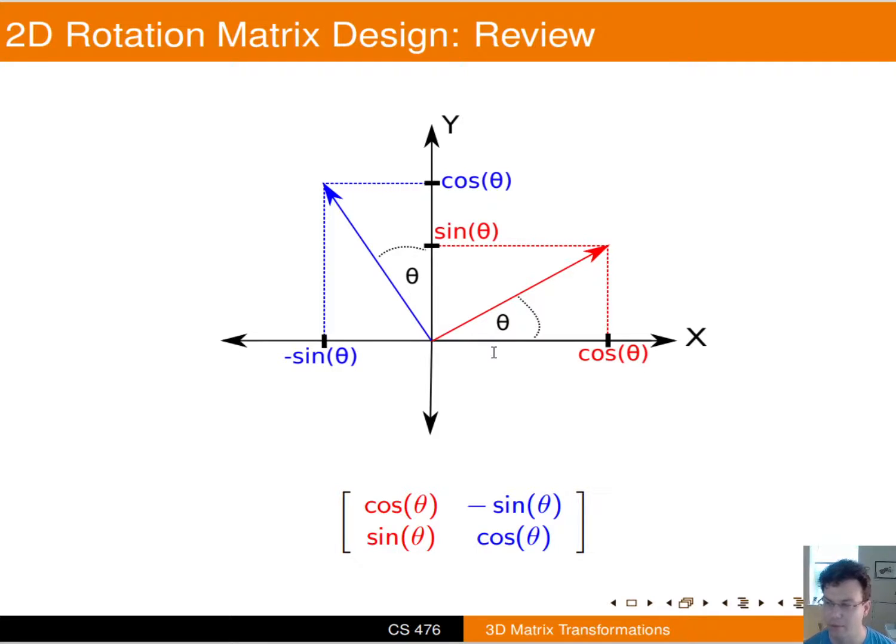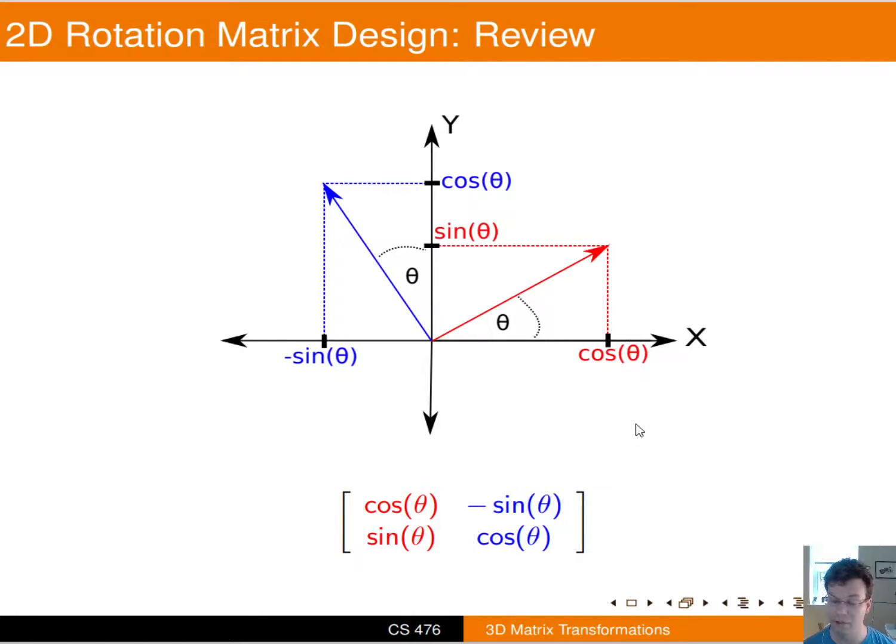And if we do that, what we see is that the x-axis turns into the vector cosine theta, sine theta, and the y-axis unit vector turns into the vector negative sine theta, cosine theta. And we remember from our column interpretation of matrix multiplication that we can then just put where the x vector went into the first column and where the y vector went into the second column.